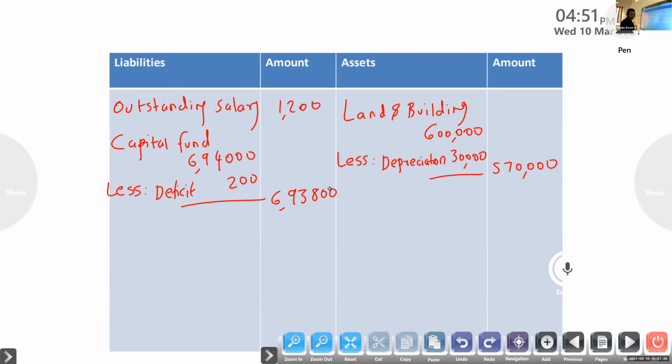Now you have to look at the payment side. Any other item? Furniture we wrote, books we wrote. No. Receipt side, subscription. Yes. Subscription received in advance is there. Subscription received in advance 12,000.